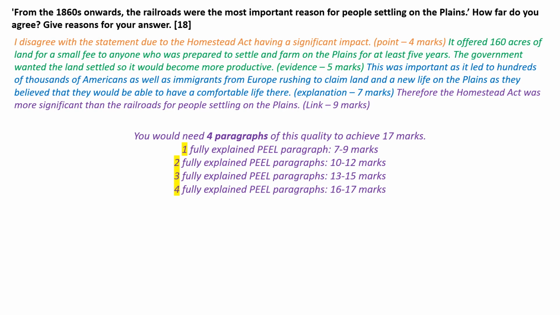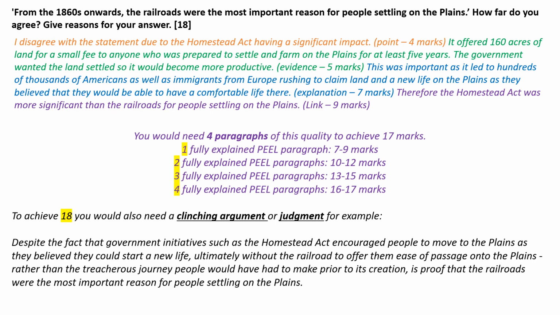Now, if you had written a response that was on 17, you had 4 very well explained paragraphs, you could then qualify for the 18th mark by producing a clinching argument or judgment. So I would always encourage you to start your clinching argument or judgment with the word despite. You are showing the examiner that you are going to compare both sides of the argument. This isn't the time to be introducing lots of new evidence to your work. You must be reflective of what you've written, but you need to try and produce this clinching argument. So let's have a look at this together.